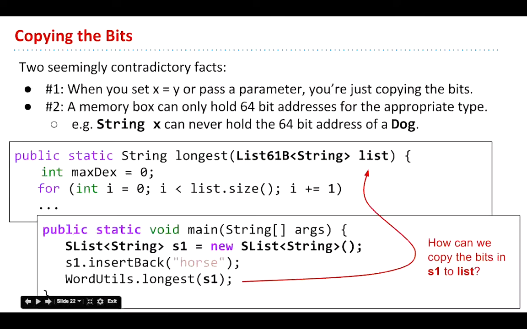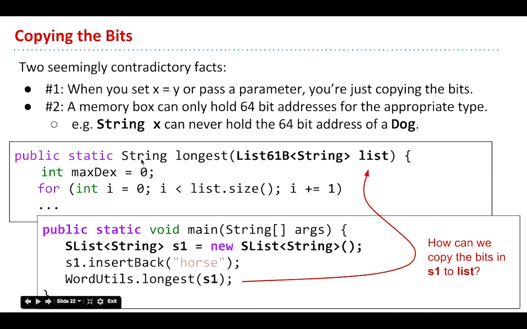Okay. All right. So I'm going to note there's actually a seeming paradox in everything we've done today that you probably didn't notice. Maybe it doesn't even seem like a problem to you, but I do want to raise the issue. Whenever we've said before that when you set x equal to y or when you pass a parameter, you're just copying the bits. That's our big slogan of lecture 3, I think, or 4.